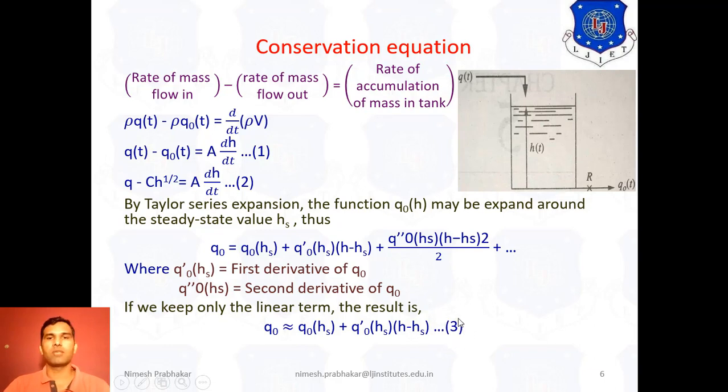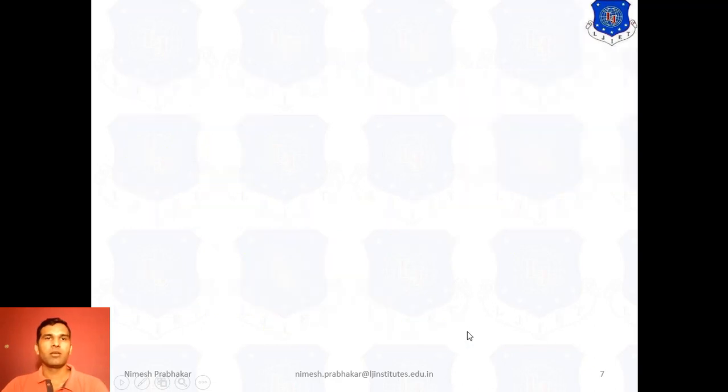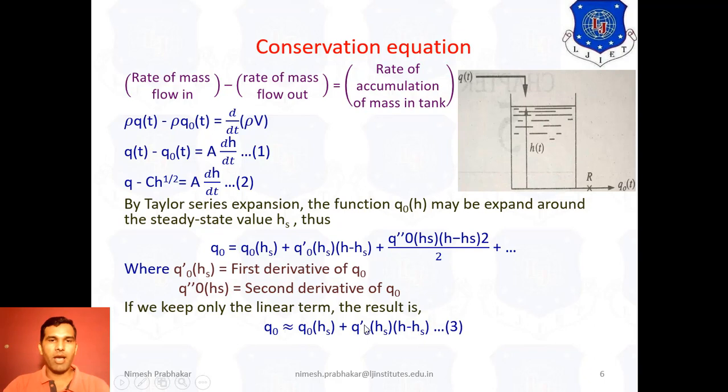We give this equation as equation number 3. Now here we require Q0 dash, that means the derivative of Q0. Here we know Q0, so we have the relation for Q0. From that equation we can write Q0 dash. We have Q0 is equal to C into H raised to 1 by 2, so by differentiating this equation with respect to H, we get the value of Q0 dash.